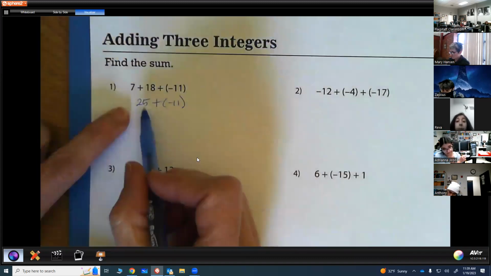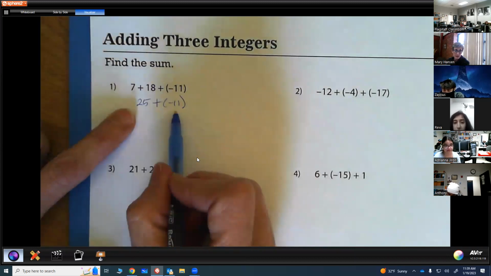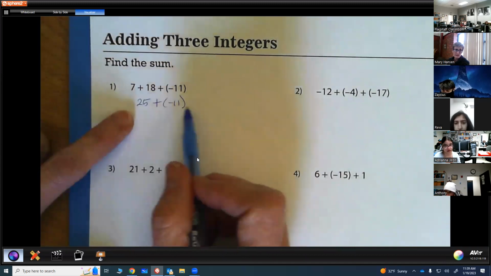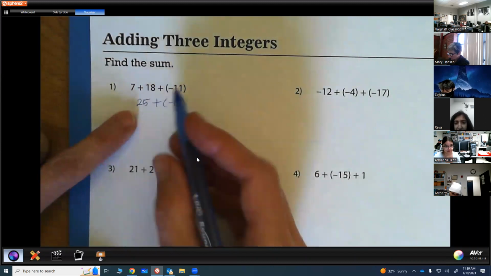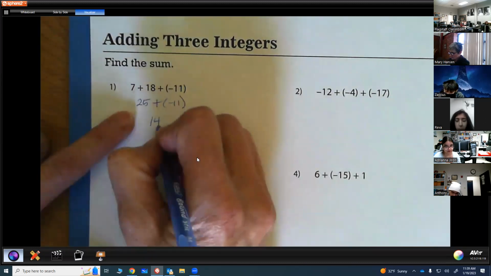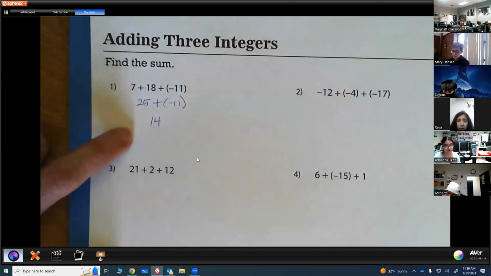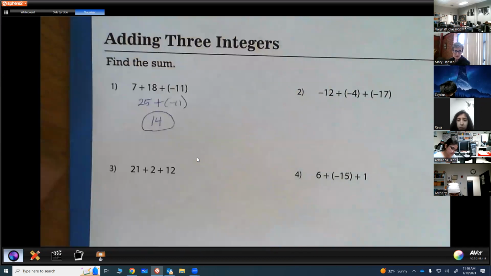And so now I add 25 and -11. 25 positive charges, 11 negative charges. I'm going to be crossing some out, but I'm going to have more positives than negatives. So I'm going to subtract those and keep the sign of the larger. So positive 14 would be your answer to number 1.